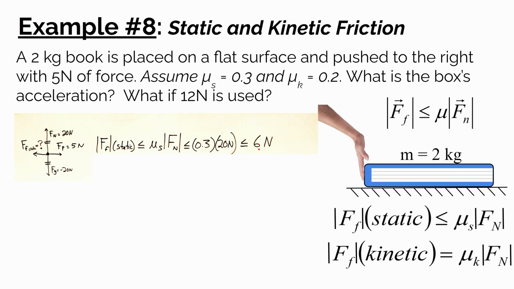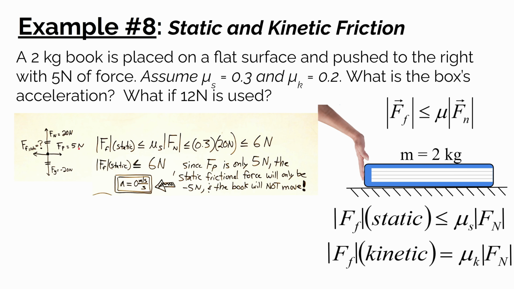It can be smaller than that because if we push with, let's say, 1 newton to the right, static friction will push back with 1 newton to the left. If you push with 2 newtons, it'll push back with 2 newtons. Static friction will always match the applied force up until a certain value. It can't exceed 6 newtons of force. In this case, we're only pushing with 5 newtons, so static friction will be pushing back with 5 newtons, and the acceleration of the book will be 0 because it's not going to move anywhere.